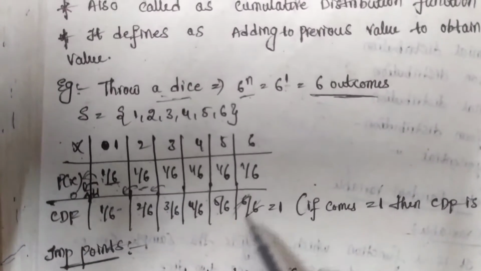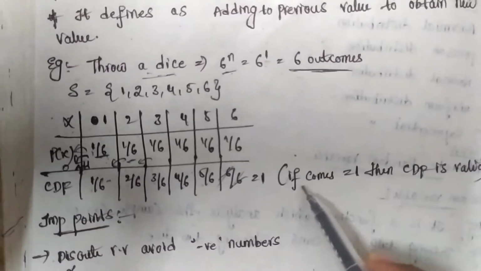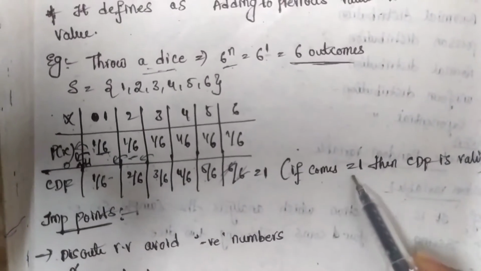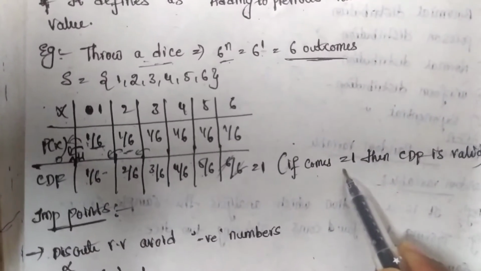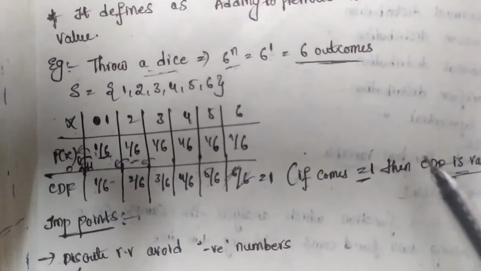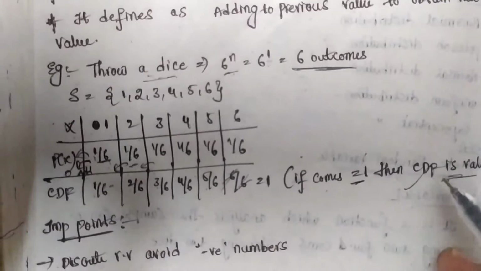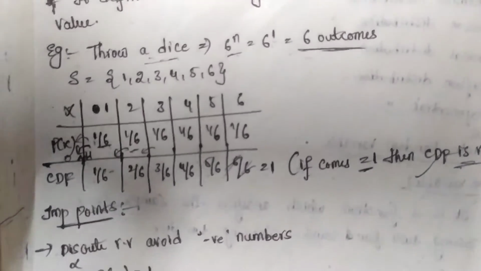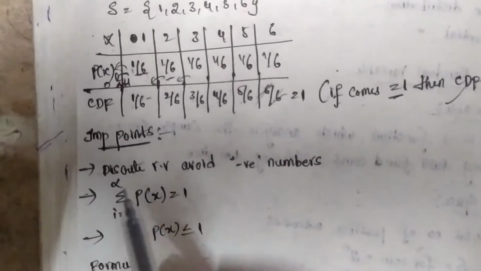Here 6 cancels, we get one answer. It means if the CDF value becomes equal to 1, then the CDF is valid. That is, the answer is correct. The important points in these topics are here.